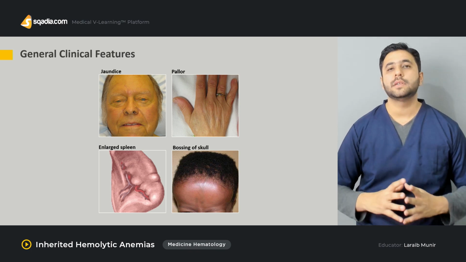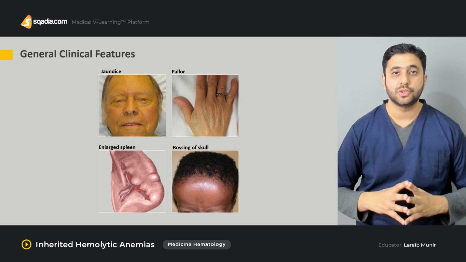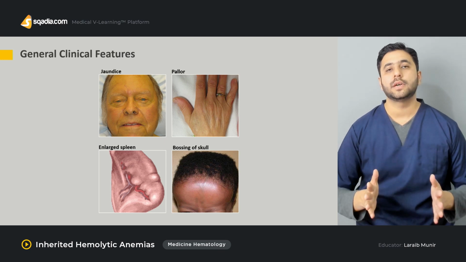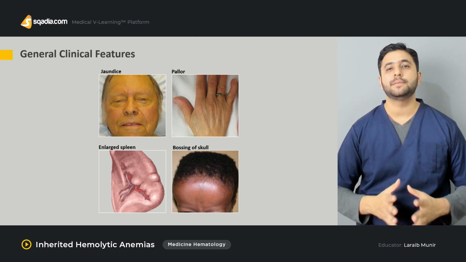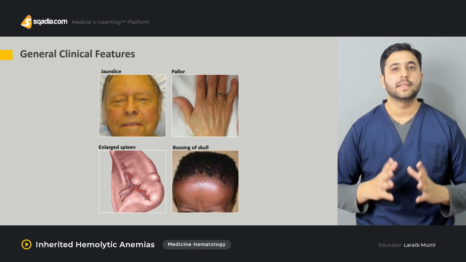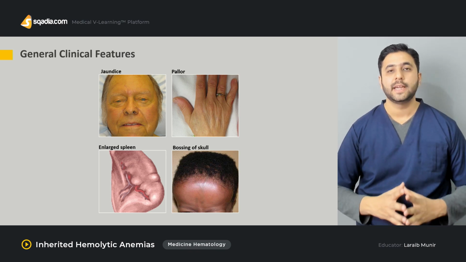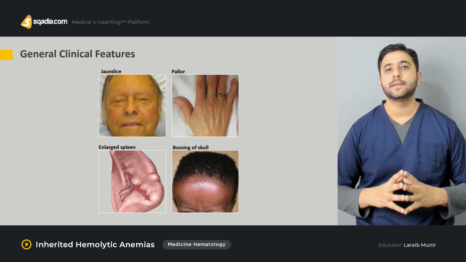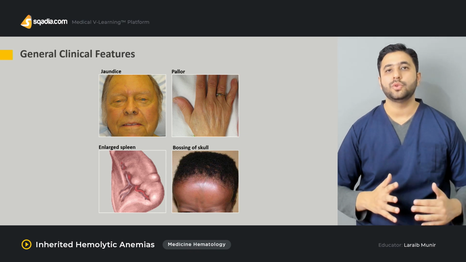Now this 5% corrected reticulocyte count, what does it show? It shows us that the anemia in this patient is basically of destruction. The bone marrow is working fine. If the bone marrow had some issues, then the reticulocyte count would have been less than 2%.